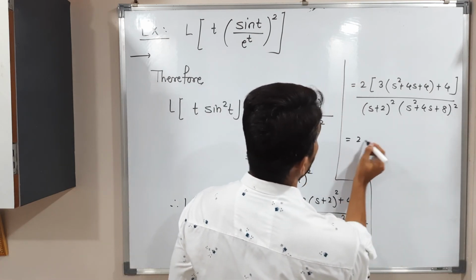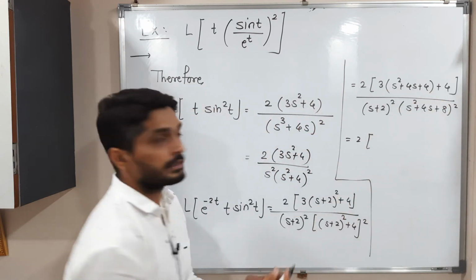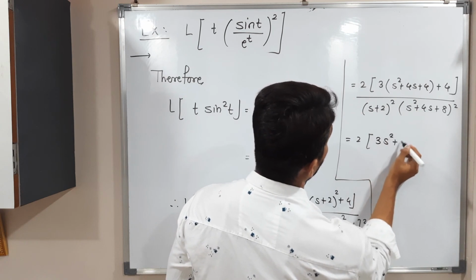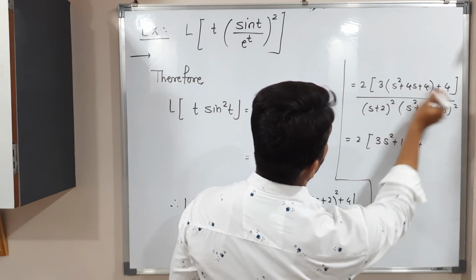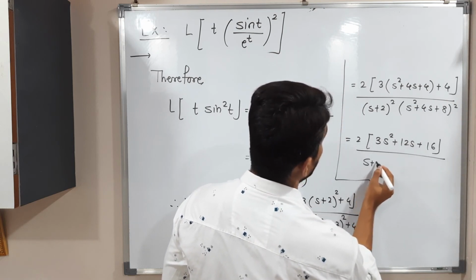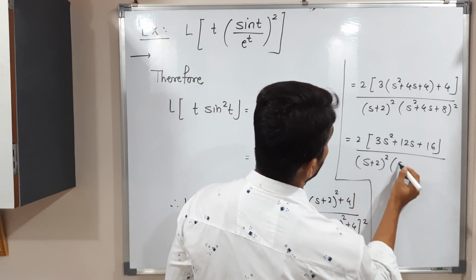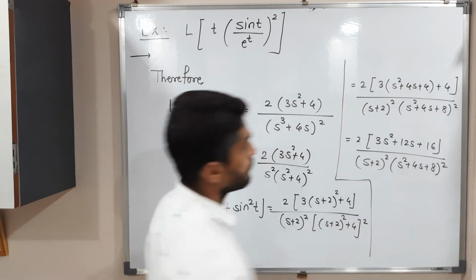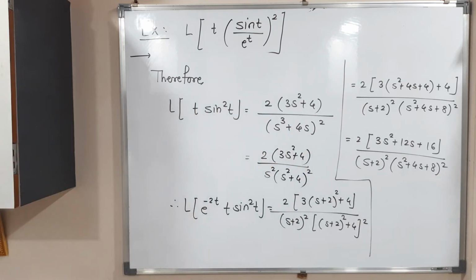So this is equal to 2. So you can multiply each term by 3. So what will we have? We will have 3s square plus 12s plus 12 plus 4, that means 16, divided by (s plus 2) square, into (s square plus 4s plus 8) bracket square. So you can consider this as the final answer. Okay, make a screenshot of it, then we will stop. Thank you. Bye bye.